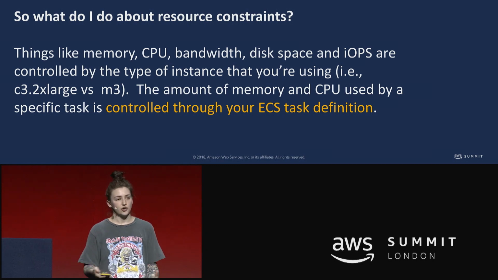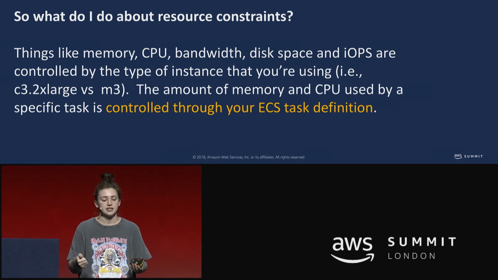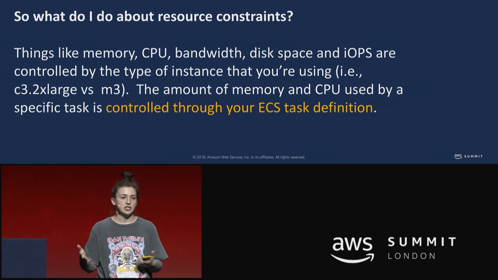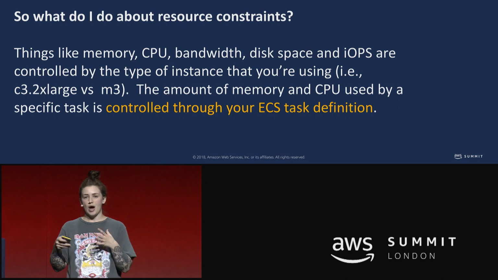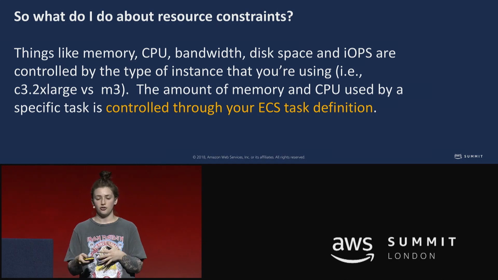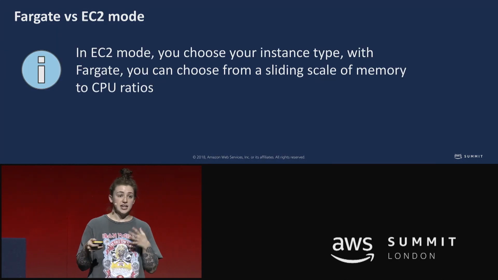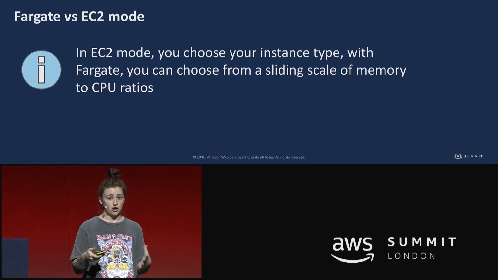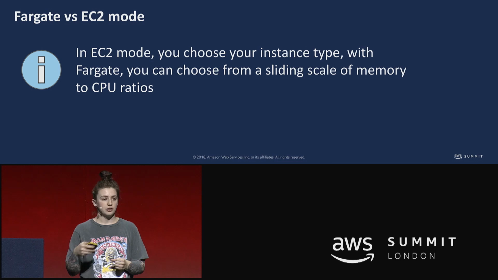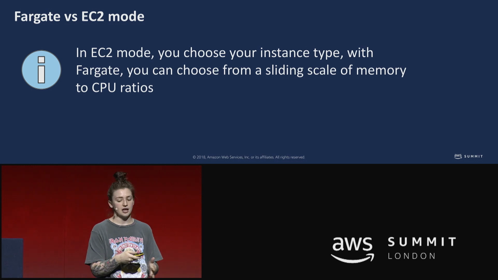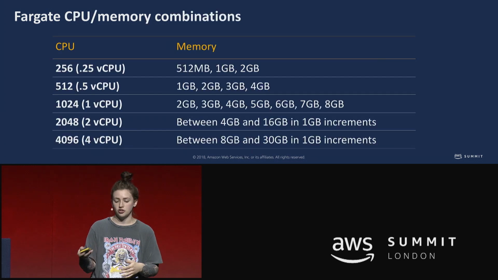So these are our hard constraints. These are controlled by your instance, i.e. a C instance versus an M instance. The amount of memory and CPU that you allocate to your task is defined through your task definition. So in EC2 mode, colloquially known as just ECS, you can choose whatever instance type you want. With Fargate, you choose from a sliding scale of memory to CPU ratios.